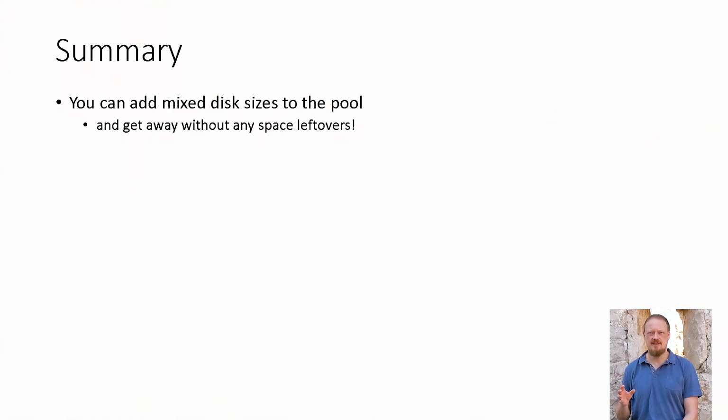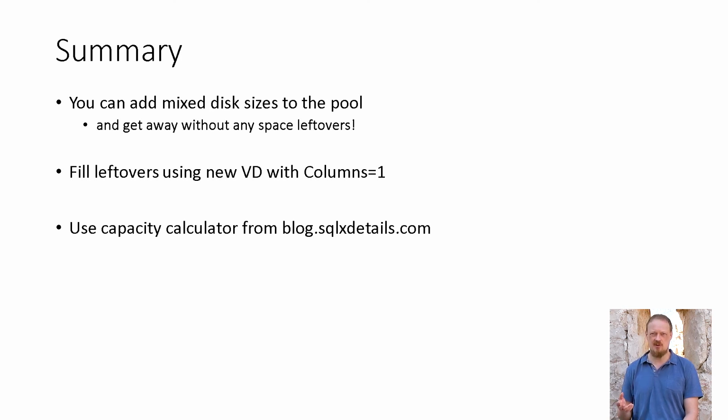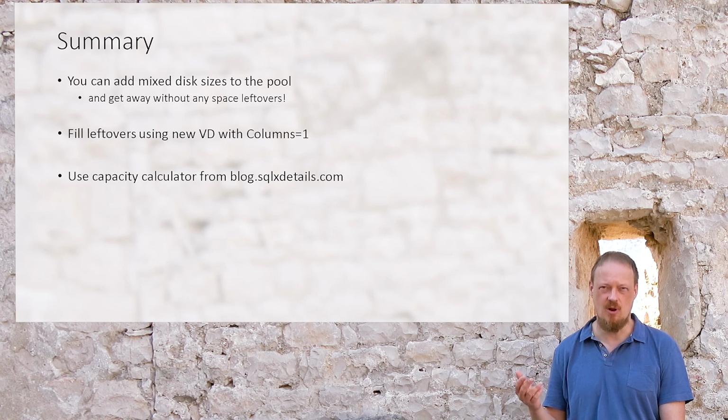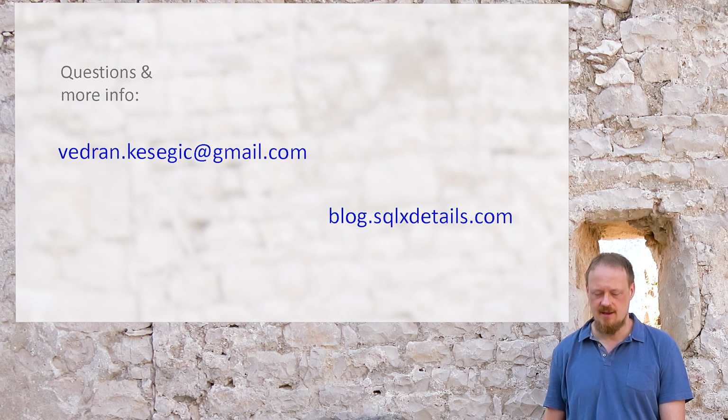Summary: we can add a mixture of different size drives into our storage pool, and even get away without any space lost. If you do have some space in leftovers, you can fill them with another virtual disk with columns equal 1. And use this capacity calculator you can download from blog sqlxdetails.com, and feel free to use it. For questions, more information, you can write me and visit the blog.